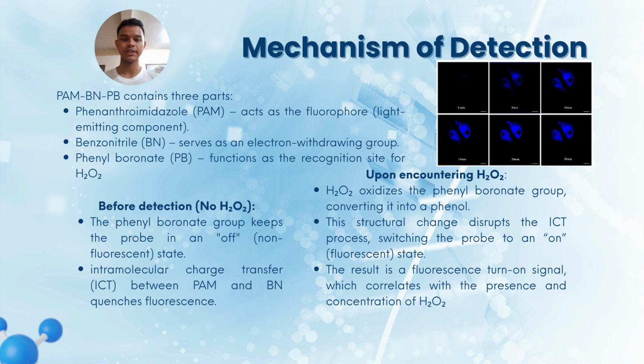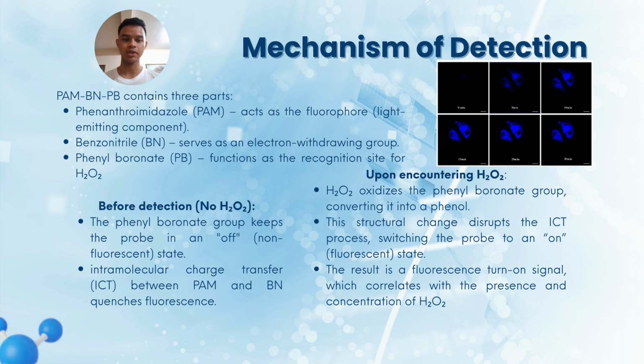Now I will continue the presentation on the mechanism of detection. Our biosensor consists of three main parts. The first one is the PAM, which is the light emitting component. Next, we have the BN, which is the electron withdrawing group. And the last one is the PB, the recognition site for our analyte, hydrogen peroxide.